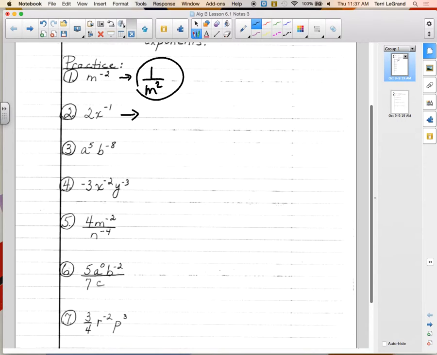So what does 2 next to x to the negative 1 power mean? 2 times x. So we're going to insert a multiplication dot. How can I rewrite x to the negative 1 power? JC? 1 over x to the negative 1 power. Or, I mean, not negative. So 1 over x to the positive 1 power, okay?